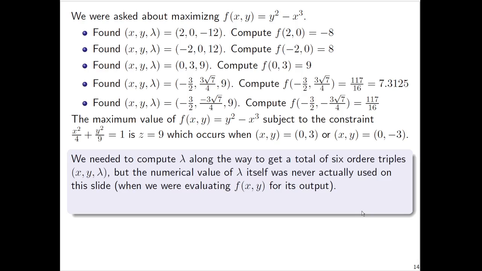Okay, so here's the funky thing about this process. In the end, when we're starting to look at z values, we only care about x and y. We don't really need lambda for that, but we had to compute lambda along the way in order to get the 6 ordered triples. The numerical value of lambda itself is never actually used. We just needed to evaluate the function f of x comma y. It seems strange, but it works.